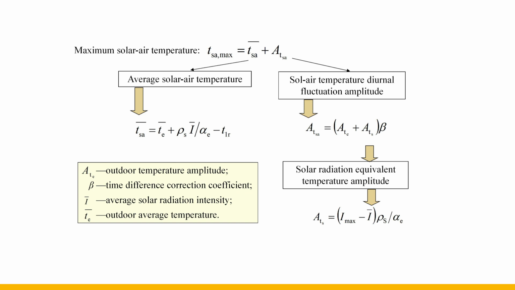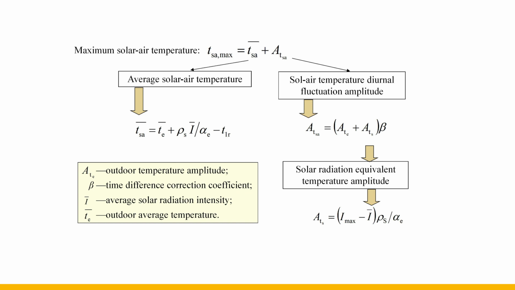The solar air temperature amplitude is the corrected value of the sum of outdoor temperature amplitude and solar radiation equivalent temperature amplitude. This correction is due to the inconsistency between the current term of the maximum outdoor temperature and the maximum solar radiation intensity, so it cannot be simply added. The amplitude of solar radiation equivalent temperature is the difference between the maximum and the average equivalent temperature.